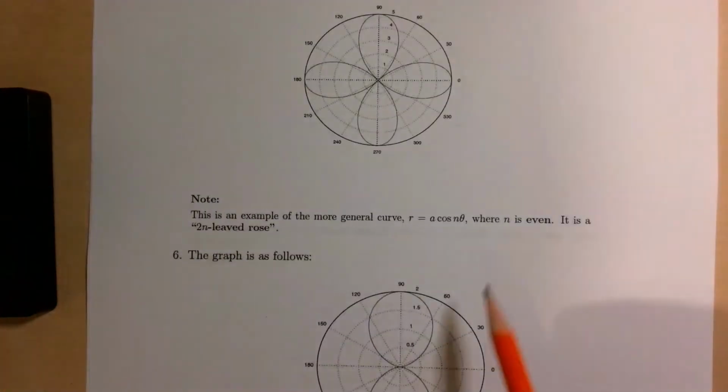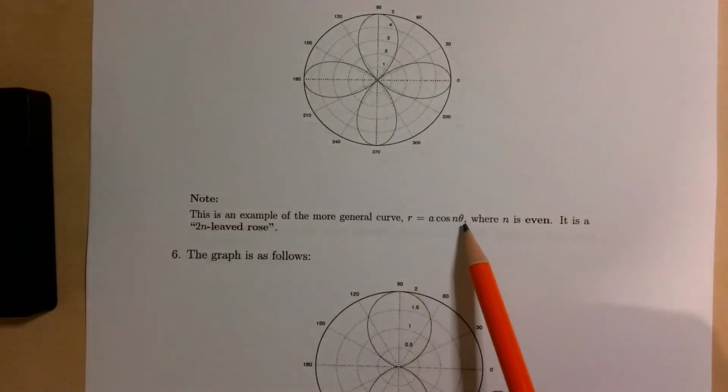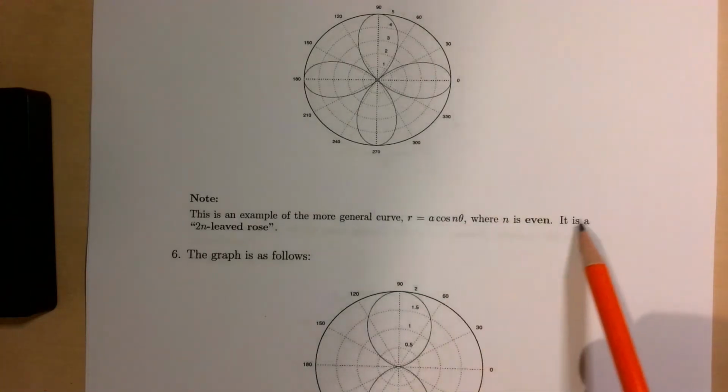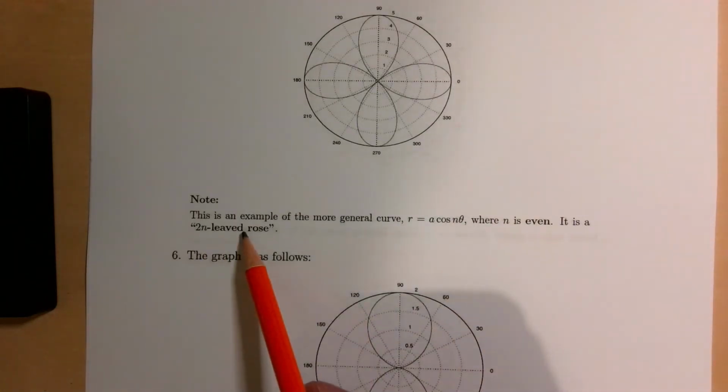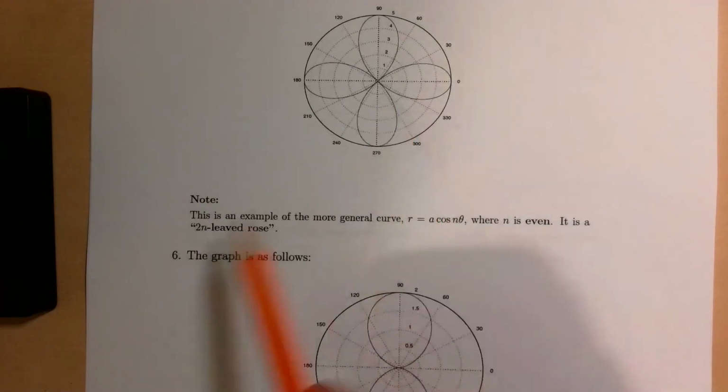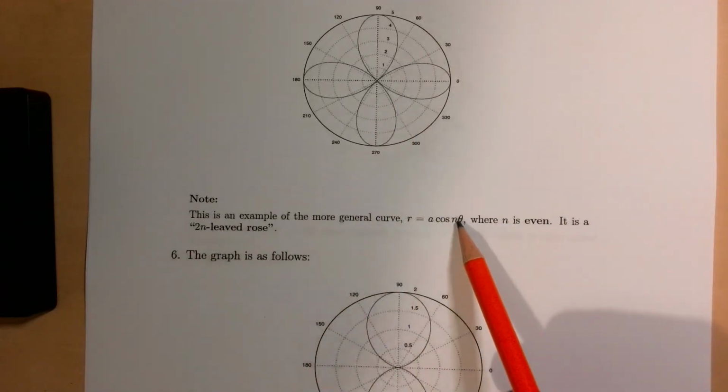Again, similar to the previous one. r equals a cos n theta, where n is even, and again it's a 2n leafed rose. So in this particular example, because there's 4 leaves, then n must be 2.